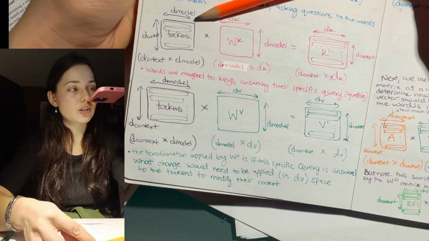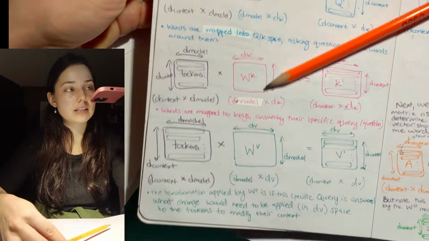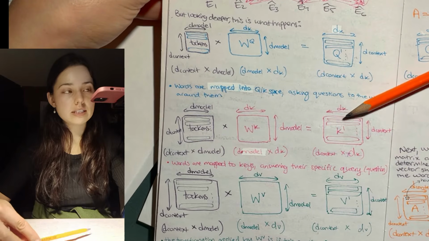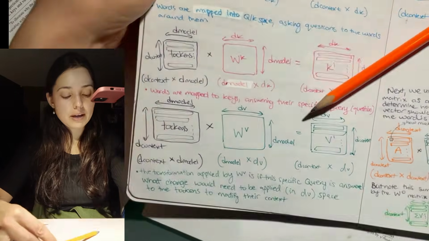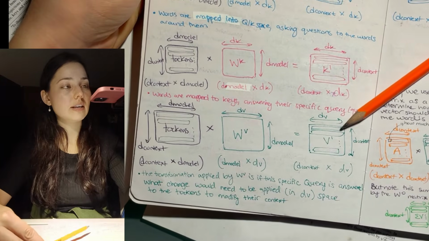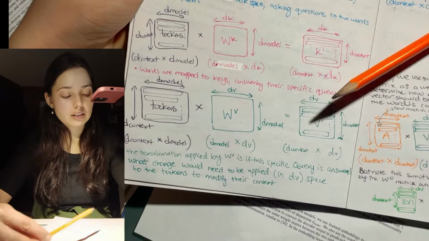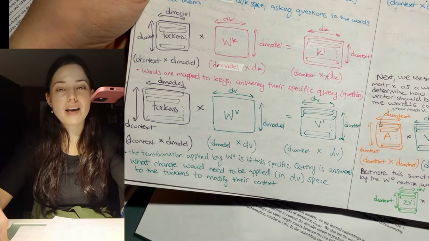Notice how they all start off in this D model space, but after they're mapped into the key query space, they end up in this DK space, which is smaller than the initial model space. But this value space is different than the key and query space. That's just something to notice. Again, it doesn't really matter that much.